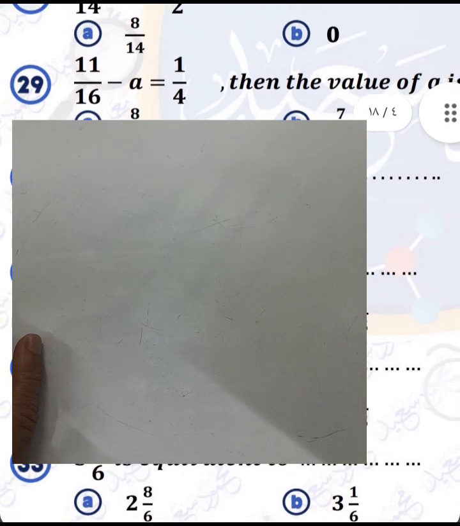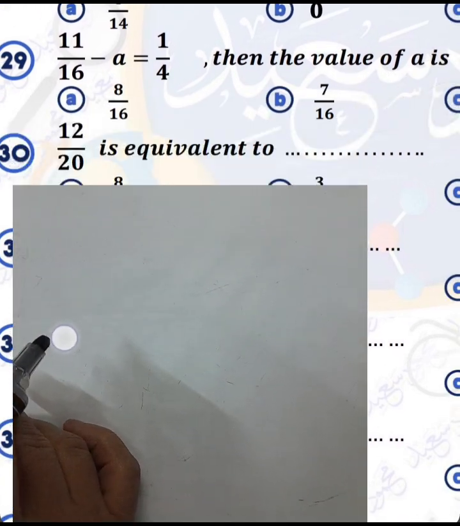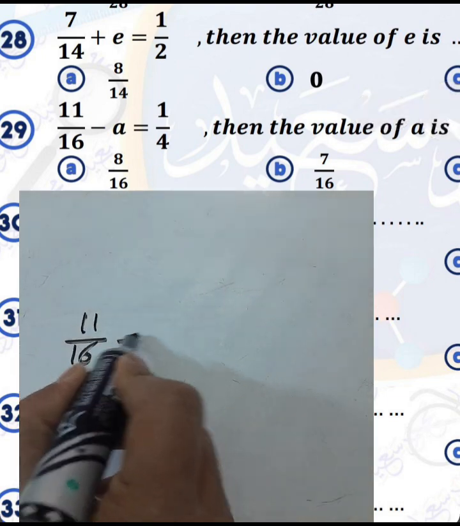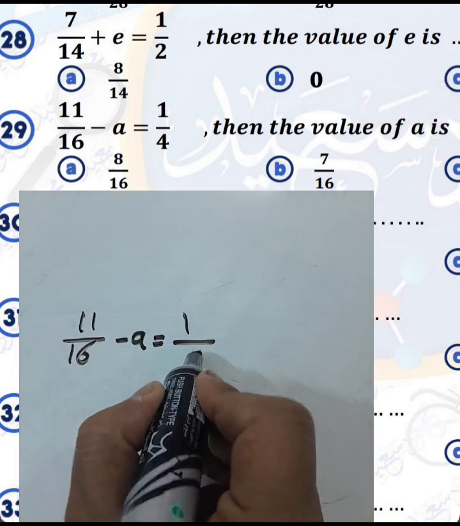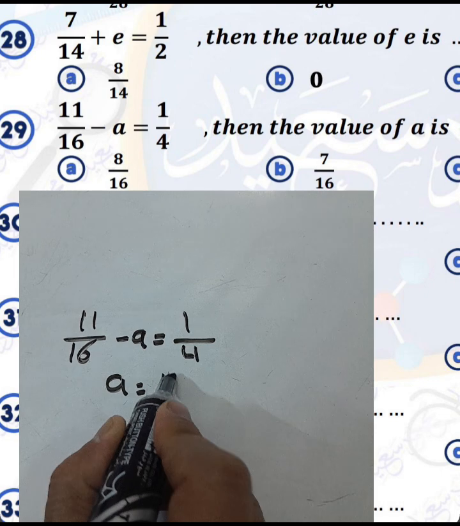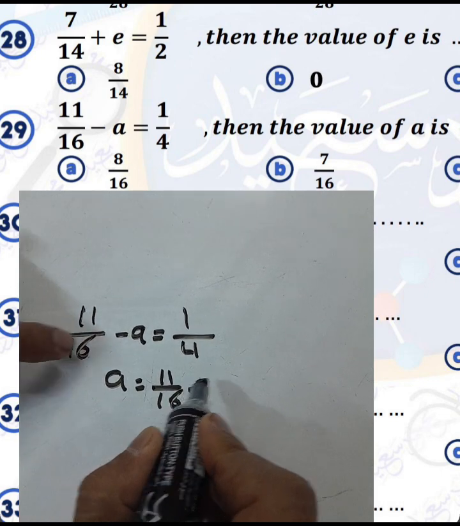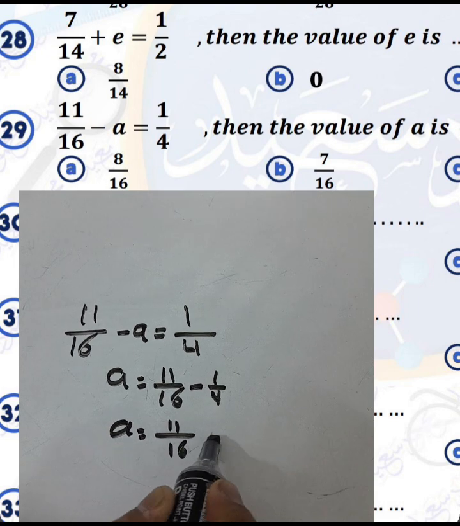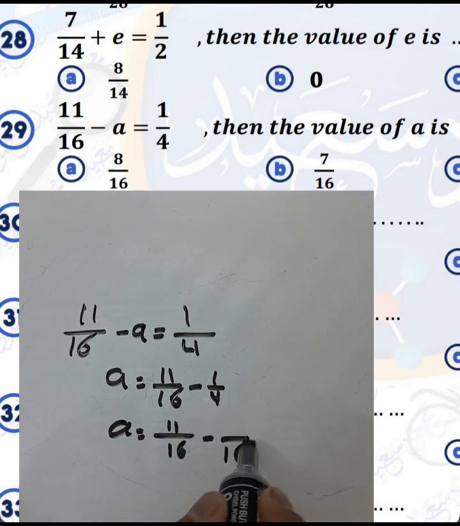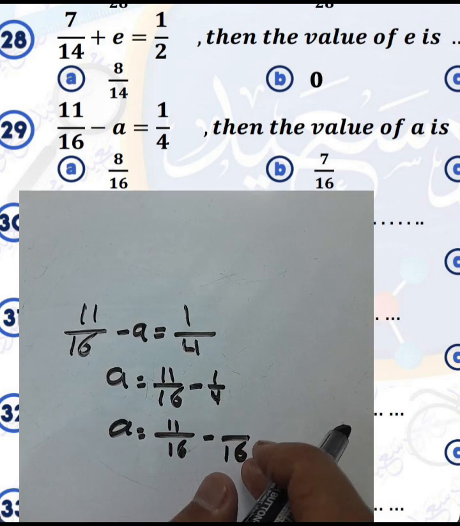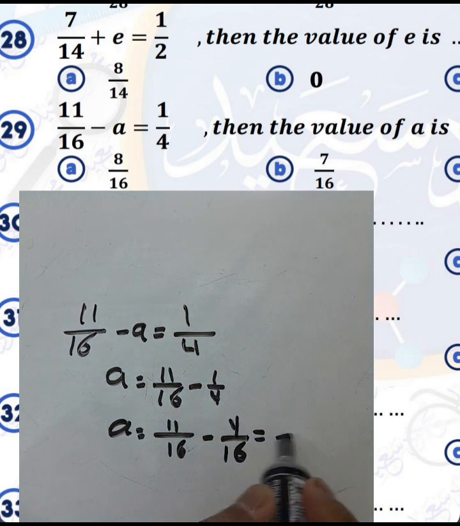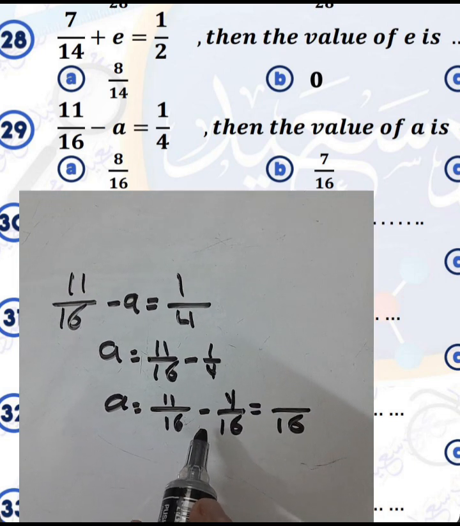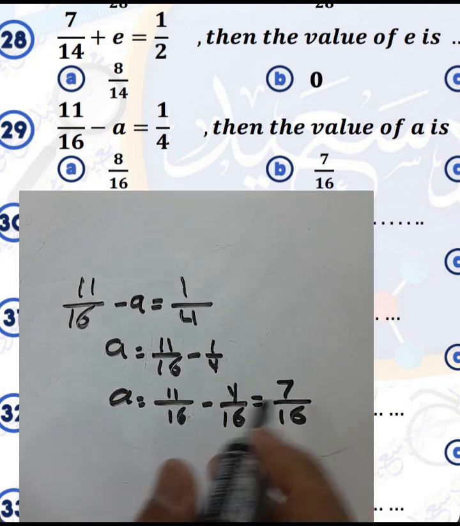Next question. 11 over 16 subtract by a equals 1 over 4. Then the value of a equals 11 over 16 subtract by 1 over 4. We can write 11 over 16 subtract. We can write the least common multiple between them, 16. 4 times 4 equals 16. 1 times 4 equals 4. You can write 16 in the denominator. 11 minus 4, it will be what? It will be 7, because 7 plus 4 equals 11.